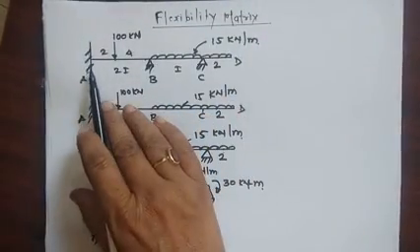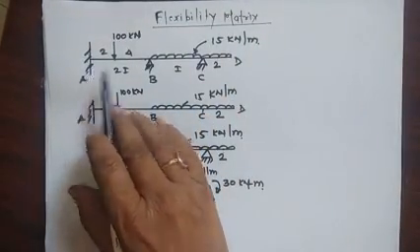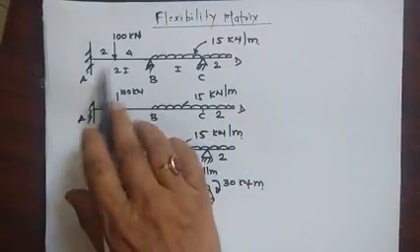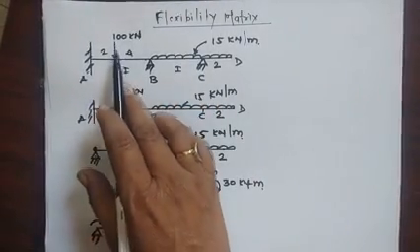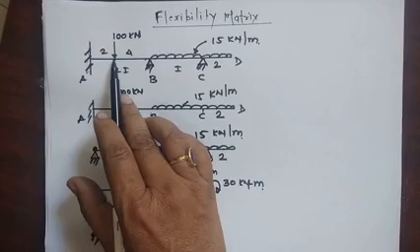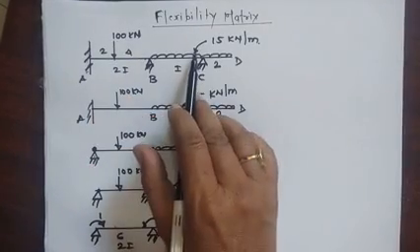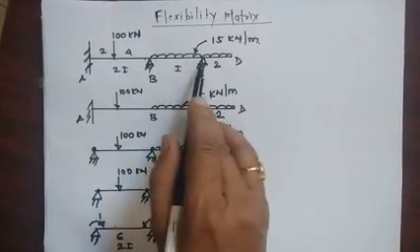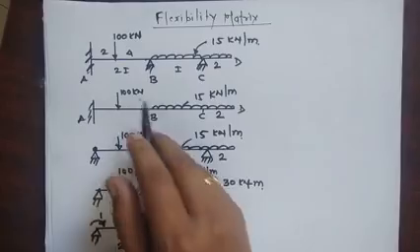Now suppose this is a beam, one end is fixed and here is an overhang. So the beam is A, B, C, D. The point load acting at 2 meters from this support is 100 kN, and the UDL is 15 kN per meter on the span BC and on the span CD also.